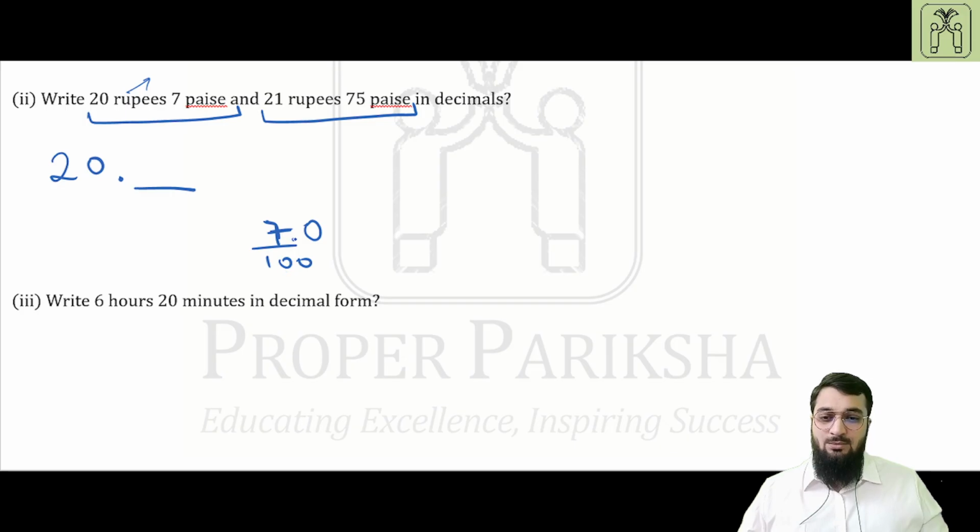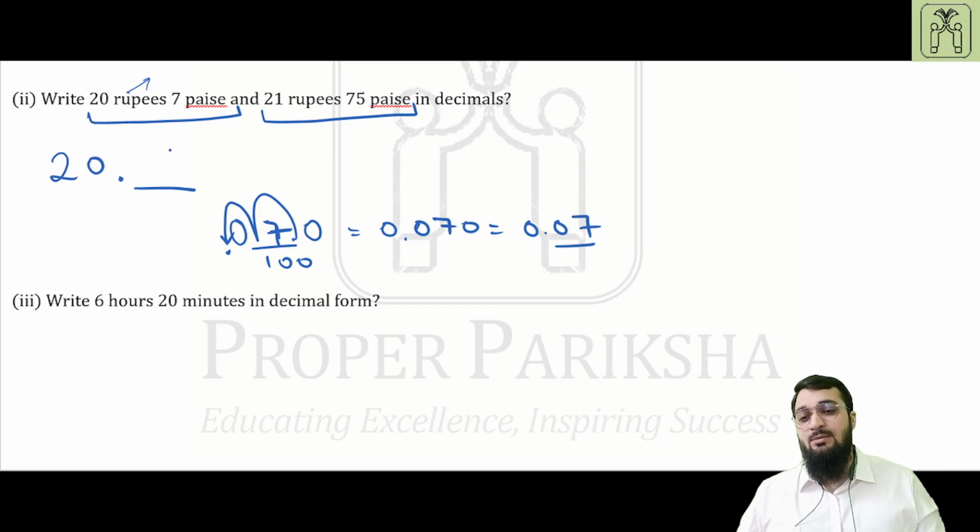Dividing by 100 means we have to jump to the left 2 times, and the arrow will denote the new location of the decimal point, and any vacant area will be filled with a 0. Therefore, the answer will be 0.070 or it can be written as 0.07, and this will be mentioned over here. Therefore, the answer is 20.07.